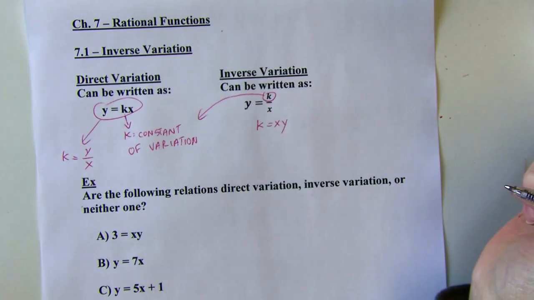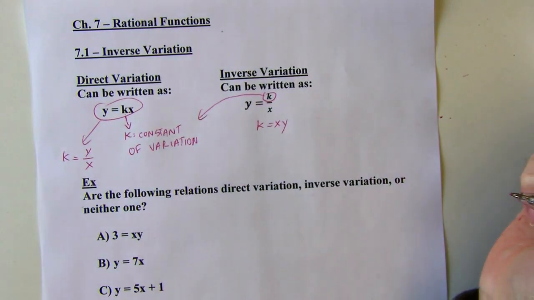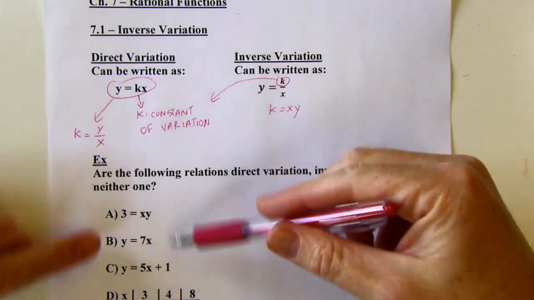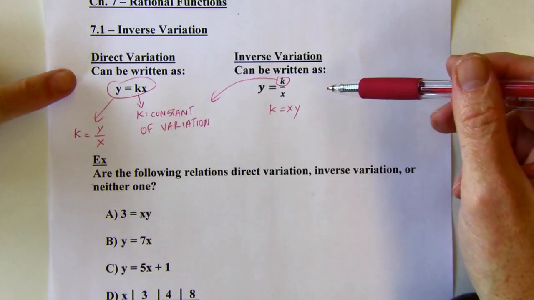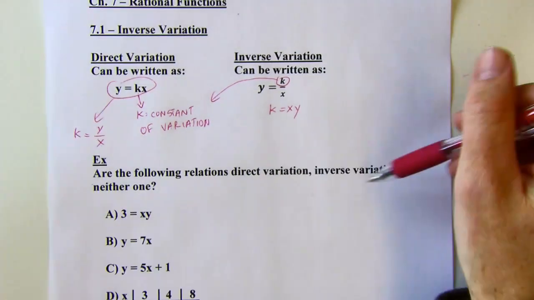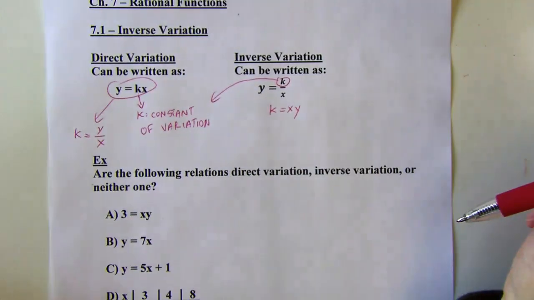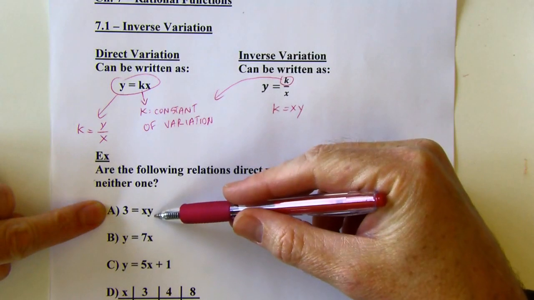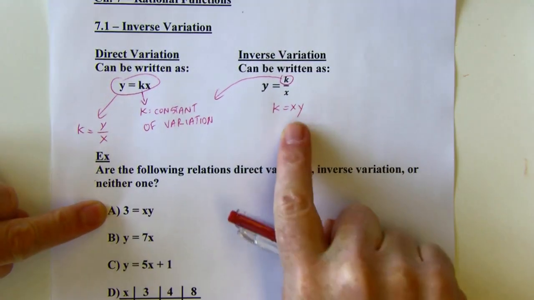Okay. All right. So this first batch of problems, I just want to figure out, do these equations fit into one of these formats or not? Maybe they don't. Are the following relations direct variation, inverse variation, or neither one? Okay, so this first one, I've got xy equals 3.